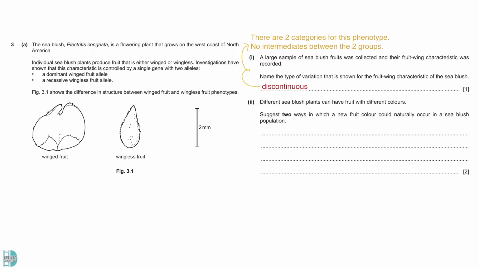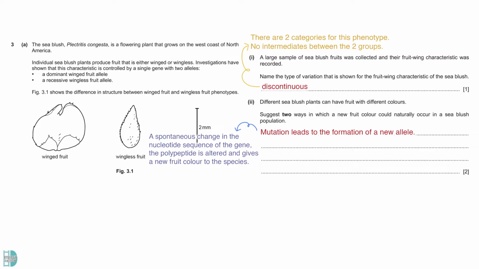Part 2 wants you to suggest 2 ways in which a new fruit color could naturally occur in a seed blush population. Scientists generally accept that mutation is the reason that leads to the formation of a new allele. When there is a spontaneous change in the nucleotide sequence of a gene, the polypeptide coded by the gene may be altered. It can result in a protein that gives a new fruit color to the species.